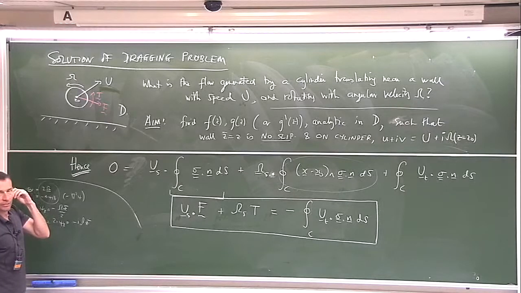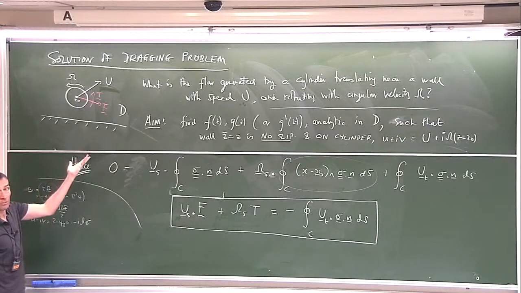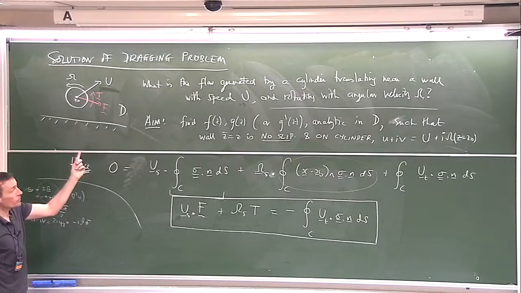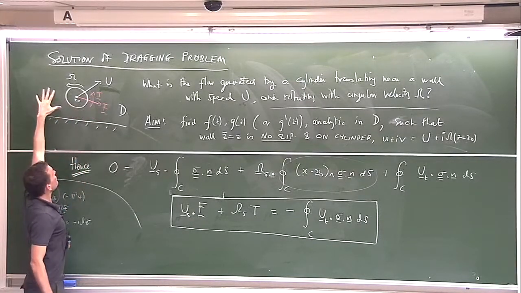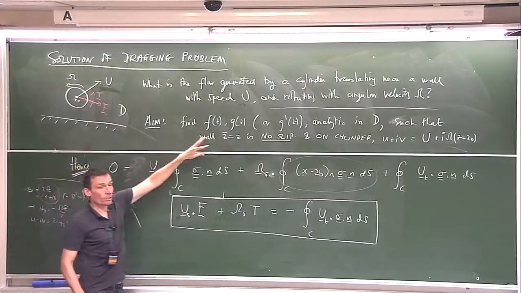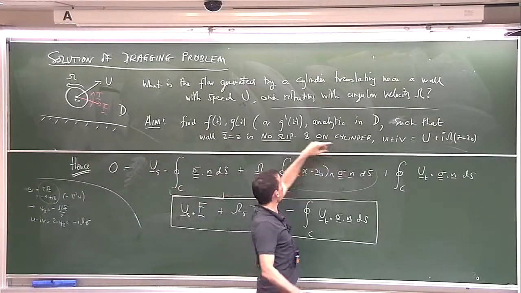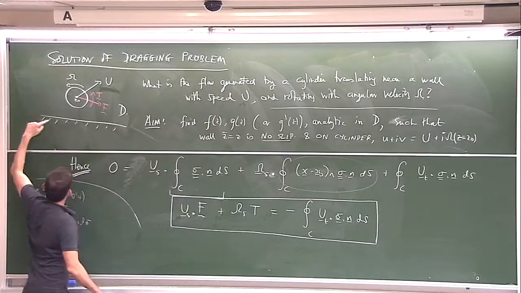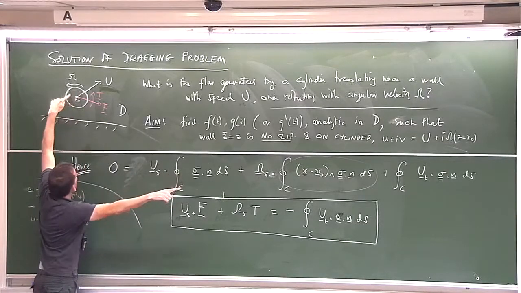What do you think we should do? That's it. That's what we've got to do. We've got to find two analytic functions, f and g, that are analytic in this region D, such that u plus iv is 0 on here and that thing on there.